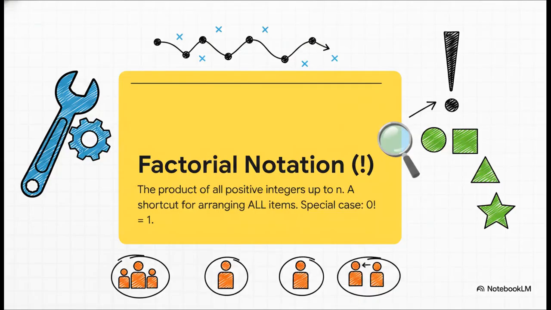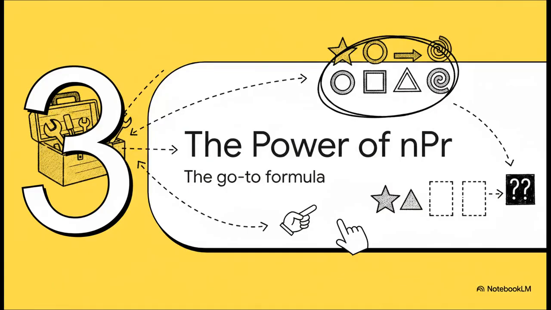Now, to make all this counting way faster, we have an amazing power tool called the factorial. It's really just a shorthand for multiplying a number by every single whole number smaller than it all the way down to 1. But what if you don't want to arrange all the items? What if you only want to pick and arrange a few from the group? Well, for that, we need our main power tool, the permutation formula.